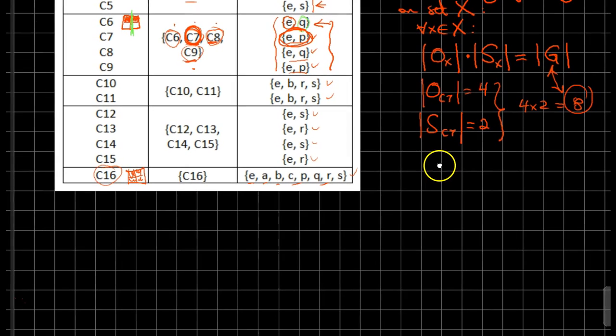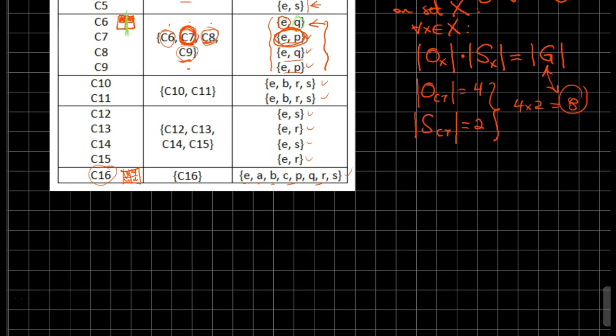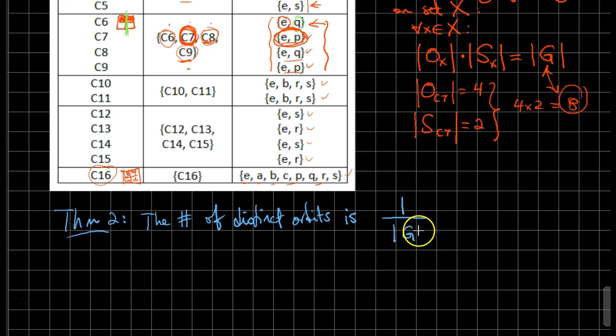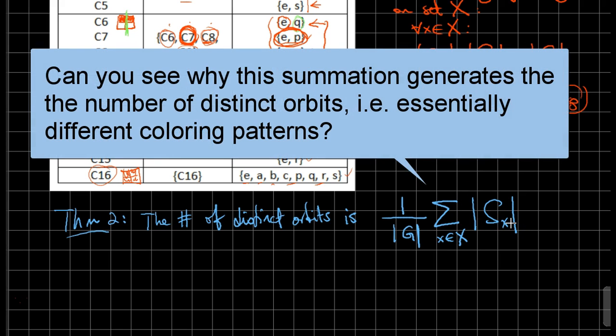Let me actually create a little bit more space here and a different color. So that would be our second theorem. The number of distinct orbits, or essentially different orbits, in our example colorings and coloring patterns, is given by the formula 1 over the absolute value of G times the summation over all different members of any given coloring, adding all the stabilizers of every single coloring. And that would be it.